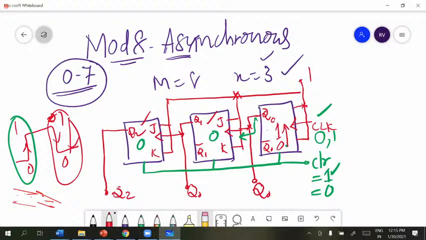Now I am giving the second clock pulse, with clear equal to 0. If I press that pulser switch, then what will happen?